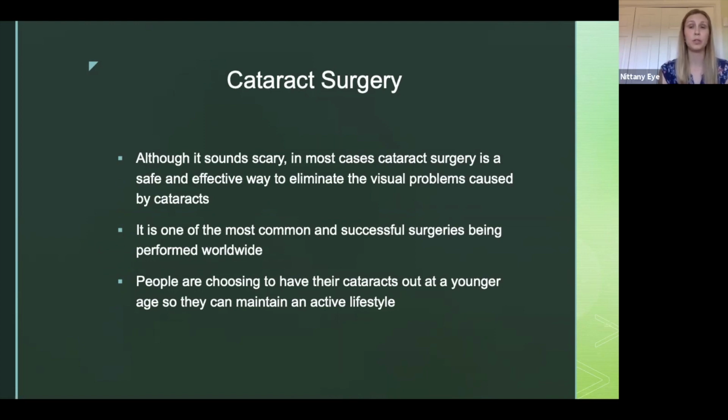And nowadays, people are choosing to have their cataracts taken out at a much younger age so that they can maintain their active lifestyle. In the past, we said you had to wait till they were ripe. That's not really the case anymore. In fact, a lot of surgeons prefer to take the cataracts out a little earlier, when the patients are younger, when they recover quicker, and the cataracts are softer.